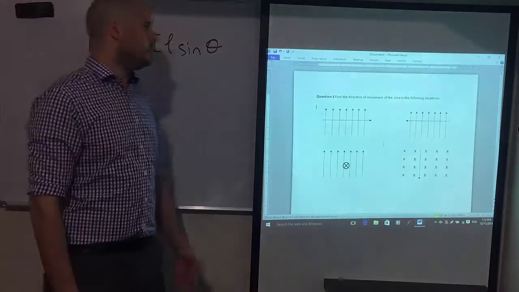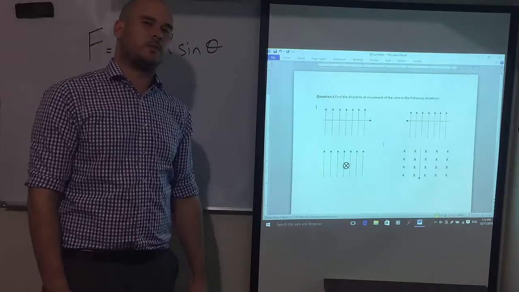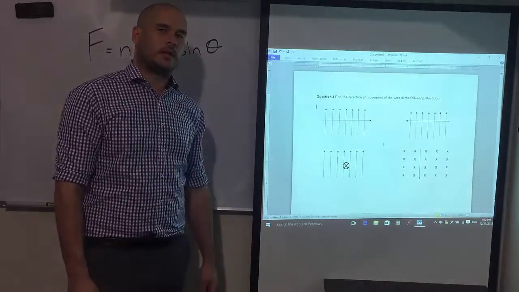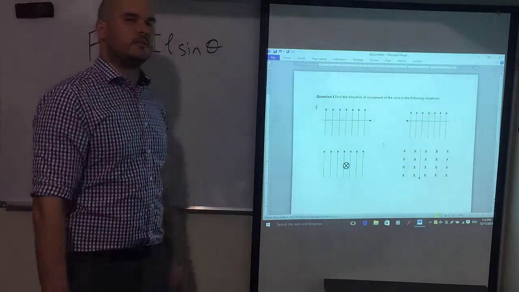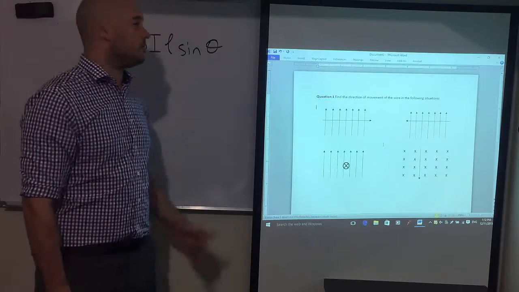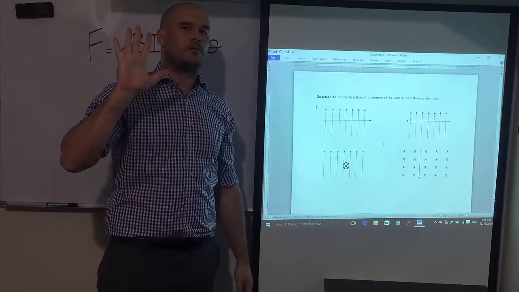Alright guys, before we get into using our equation F = nBIL sin theta to solve for the force acting on a wire, I just want to make sure that we can actually determine the direction of the force which is acting on the wire. We know that force is a vector, so we need to solve for magnitude using our equation, but we also need to solve for direction using our right hand.